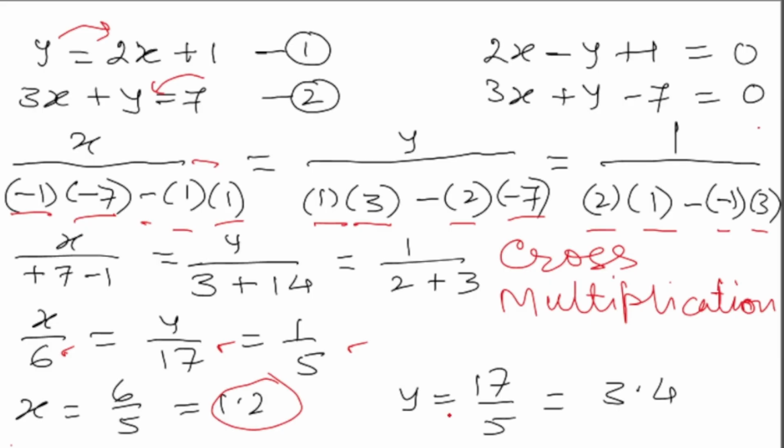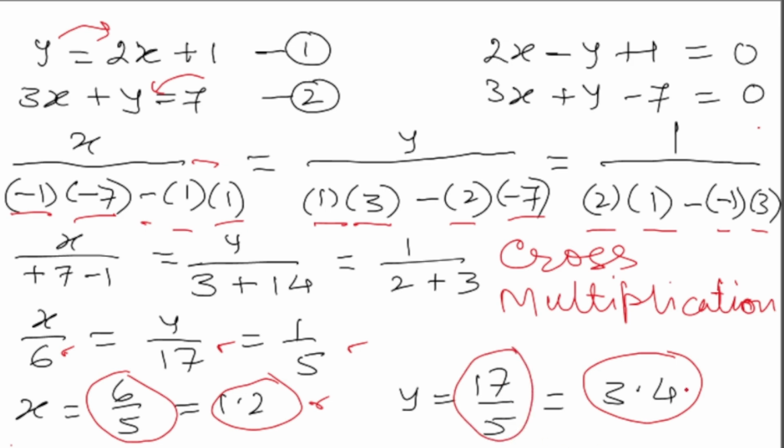And when we calculate y, we'll multiply this value to the right hand side. That means 17 into 1 upon 5. So y is equal to 17 upon 5. That is equal to 3.4. So in fraction, the x value is 6 upon 5, and in decimal it is 1.2. And the value of y in fractions is equal to 17 upon 5, and in the decimal system it will be 3.4.